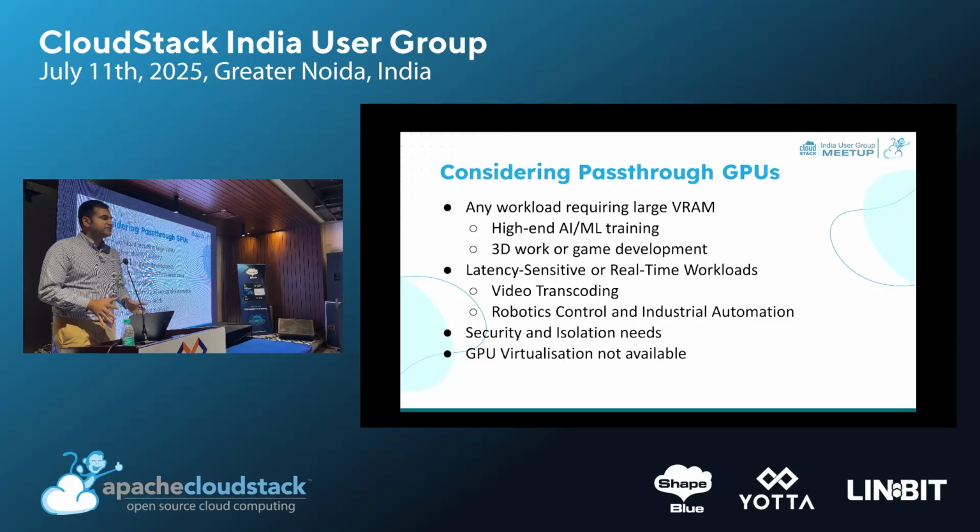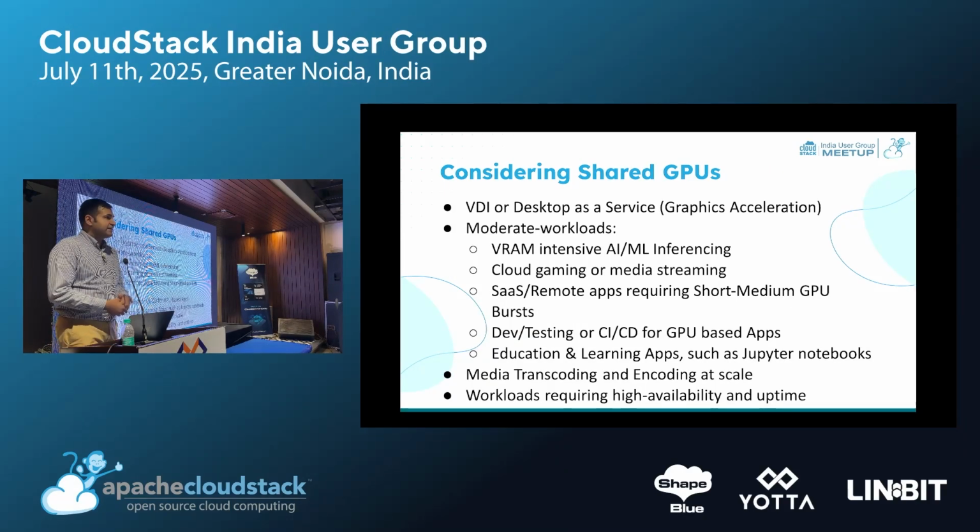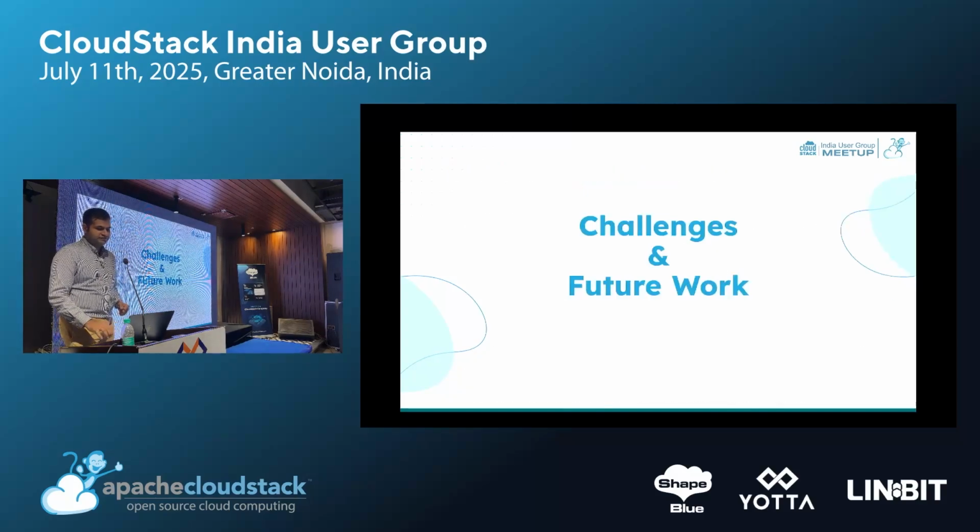There are some considerations, like in what cases do I need GPU pass-through. Anything that requires large VRAM, anything that's latency sensitive, robotics, real-time automation, those things will probably require GPU pass-through. And anything that's not any of those things can benefit from shared GPUs, whether it's vGPU, MIG GPUs, or something similar. And these are all the different kinds of workloads that fit the bill.